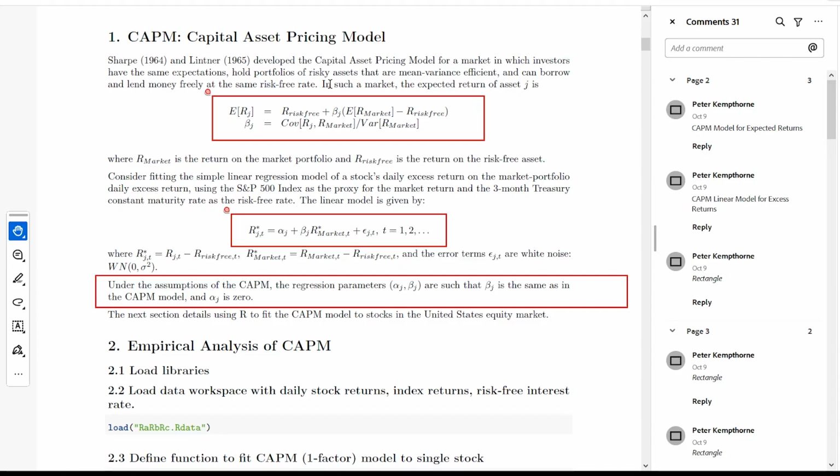So what we can do with real data is fit this model and then test whether alpha j is 0 or not. And if it is consistent with a 0 value, then the pricing of the asset can be judged to be in an equilibrium described by the capital asset pricing model. And so let's take a look.